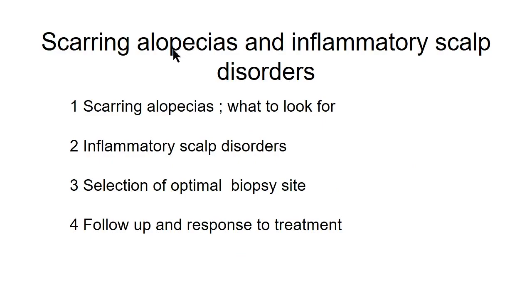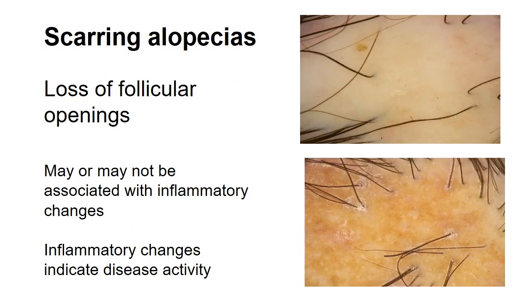So, scarring alopecia, what to look for. I'm going to discuss 4 topics. Inflammatory scalp disorder, how you select the optimal site for your biopsy. This is crucial because if you take a wrong biopsy, you get a wrong diagnosis. And how you can use dermoscopy to follow up the response to treatment.